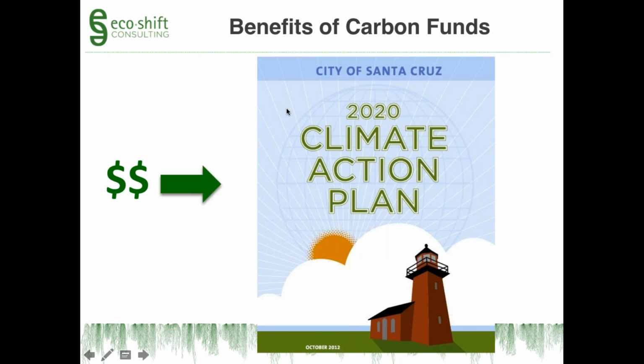So, some benefits of the carbon fund. First of all, we know that municipalities in particular are constrained by capacity and funding to meet their local goals. And we also know that implementation of all the local government climate action plans that have been developed over the past decade have been constrained by funding. So one of the top benefits of developing and implementing a carbon fund is to enhance your ability to implement your climate action plan and achieve your local goals, as well as contribute to state goals.